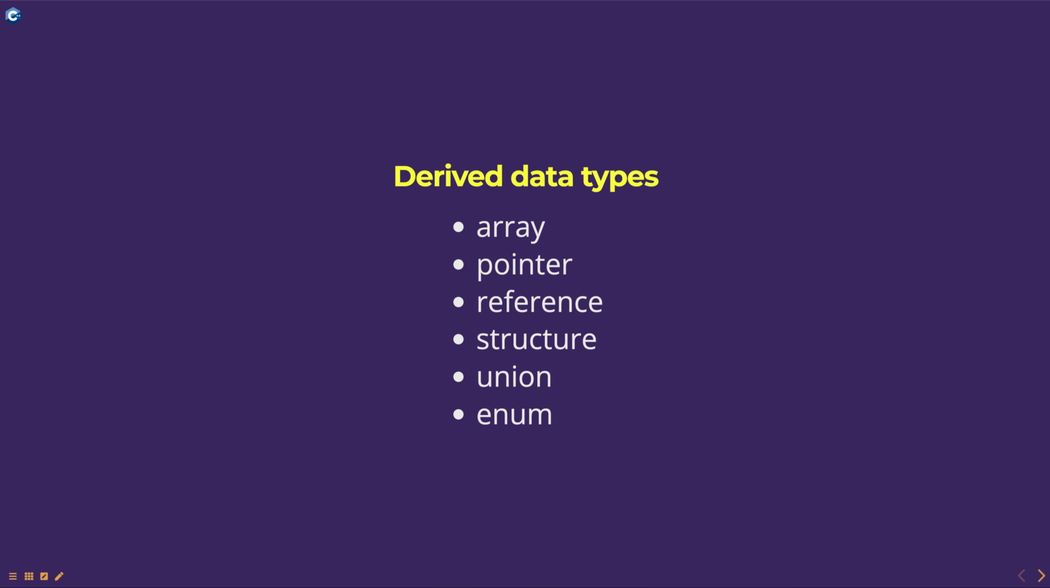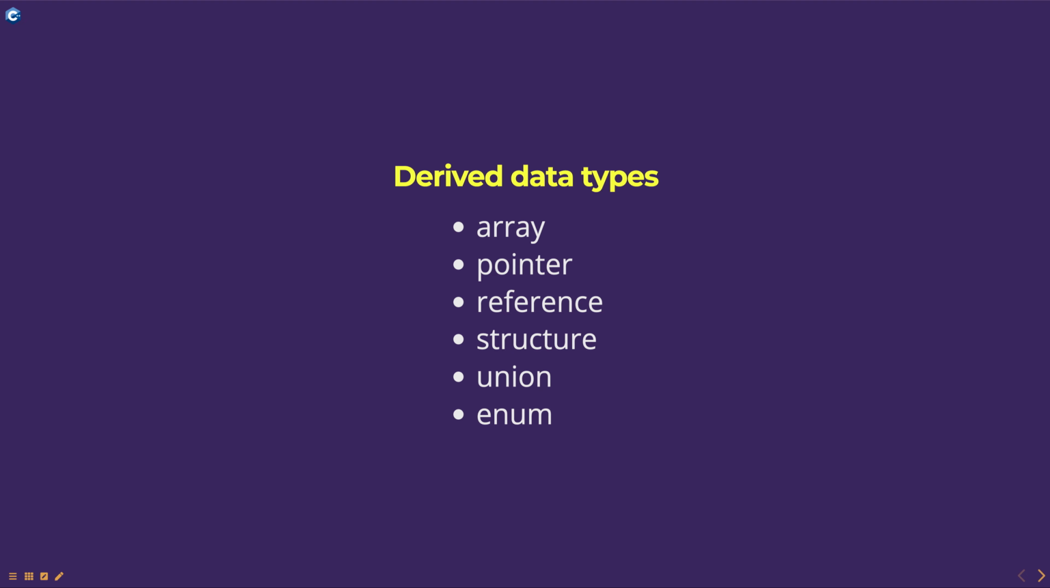A structure is a user-defined data type that can hold variables of different data types. A union is a user-defined data type that can hold variables of different data types, but only one variable can be active at a time. Enum. An enumerated type is a user-defined data type that consists of a set of named constants.